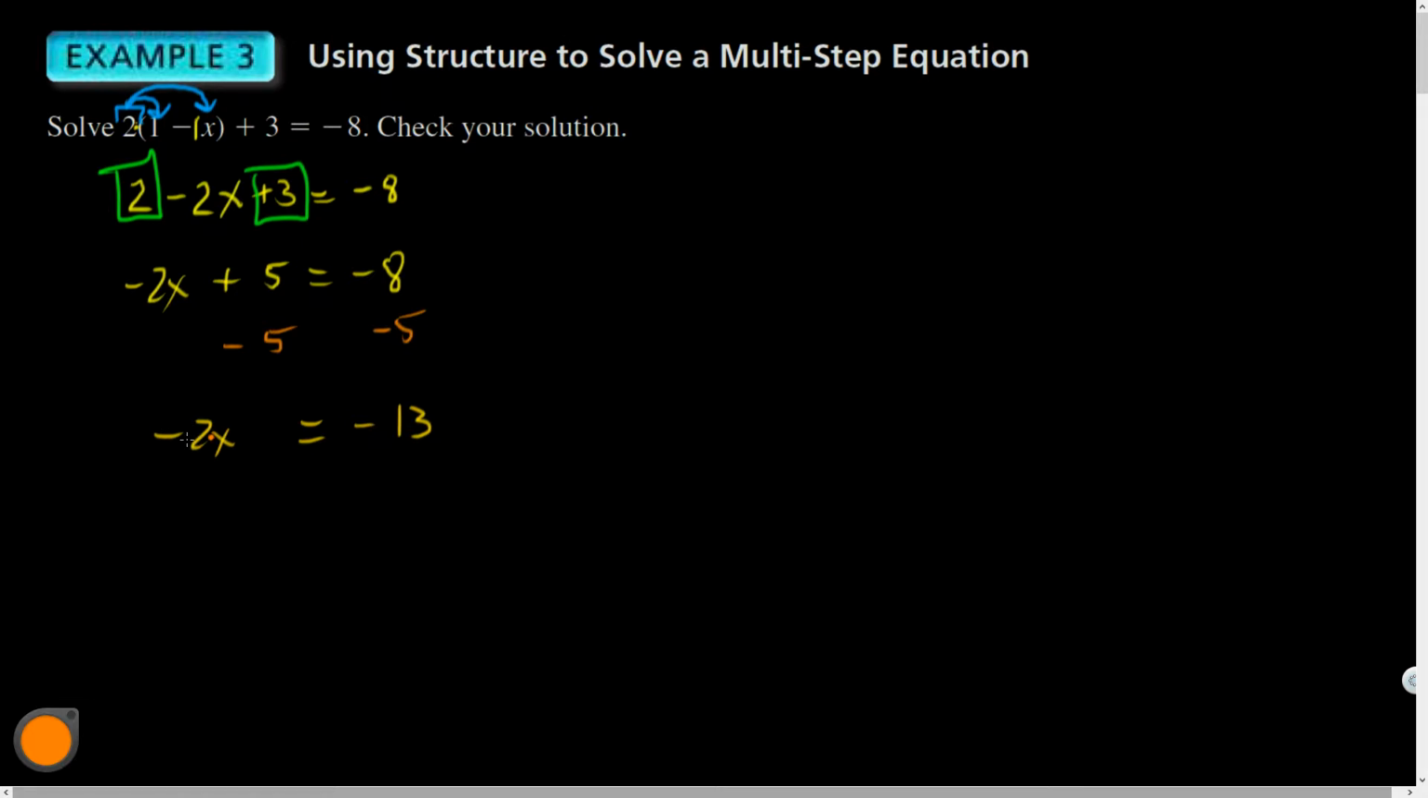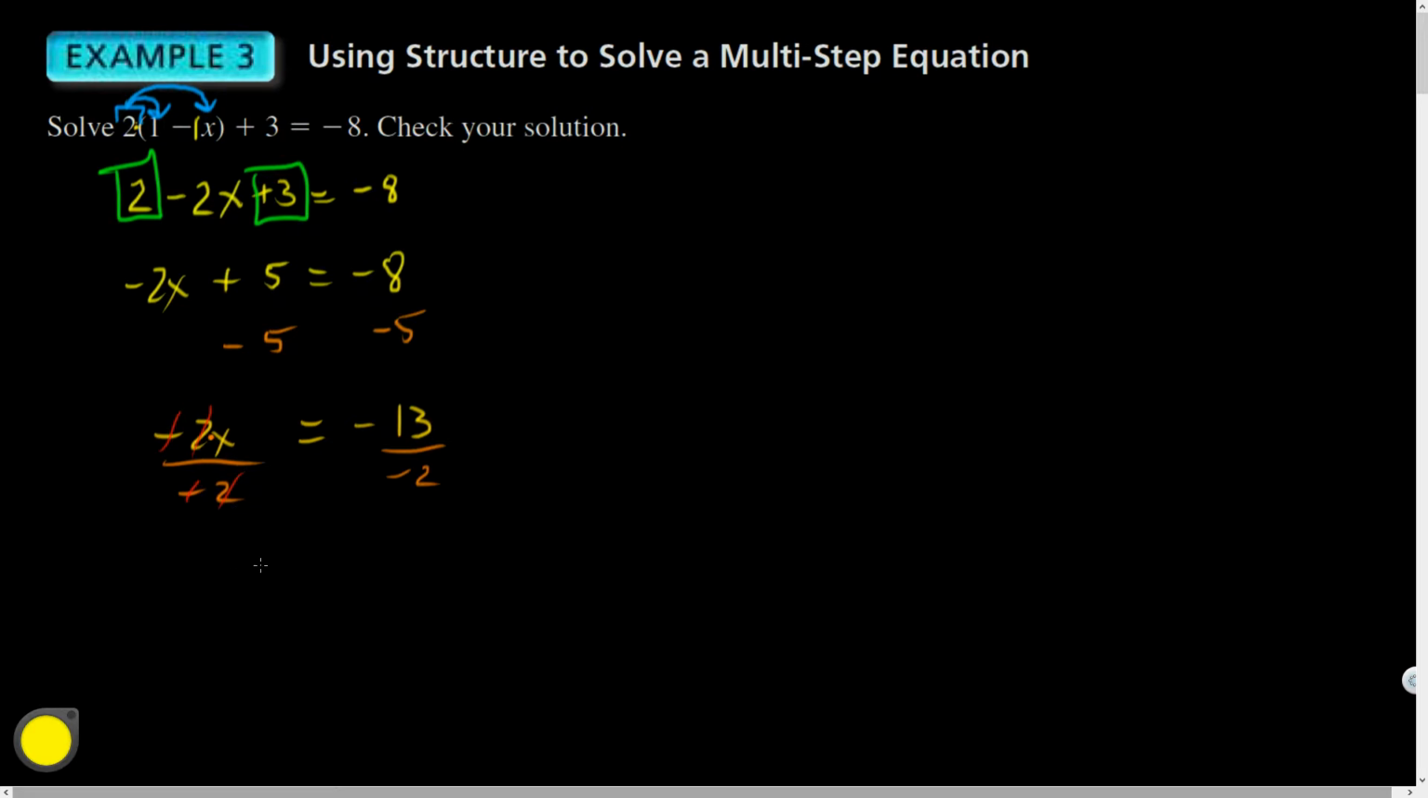So to get rid of that, I've got to do the inverse of multiplying, which is divide both sides by negative 2. I didn't say it was going to equal 8. No, it's negative 2x is equal to negative 13. Here, we'll see. I'll show you in the check.